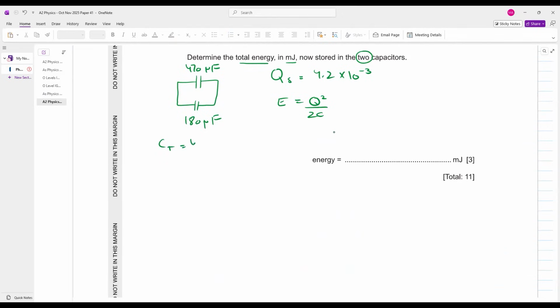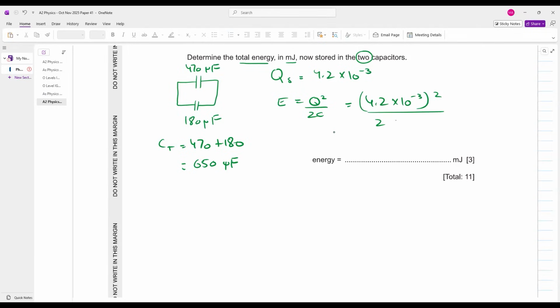Whenever two capacitors are connected in parallel, the total capacitance is the sum of the two capacitances. 470 plus 180, 650 microfarads. The charge is 4.2 times 10 raised to the power of minus 3, squared.